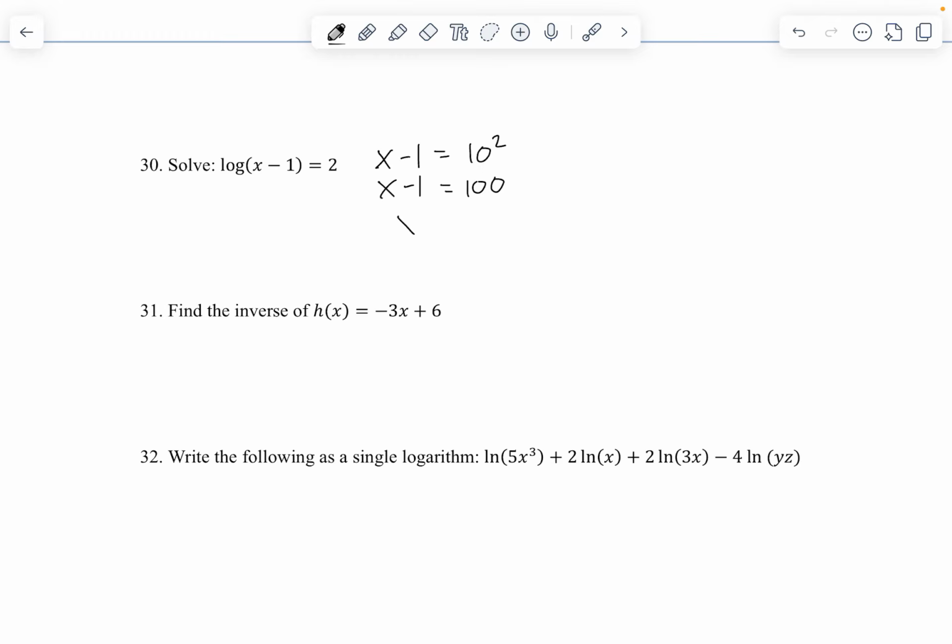Add 1 to both sides. I get x equals 101 as my solution.